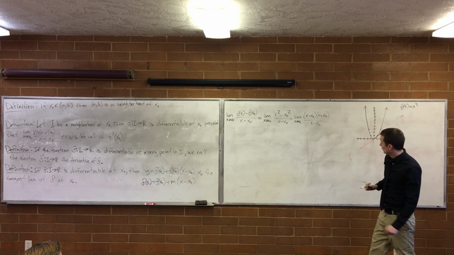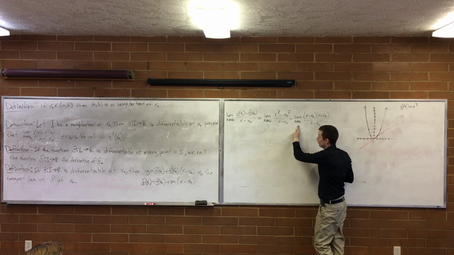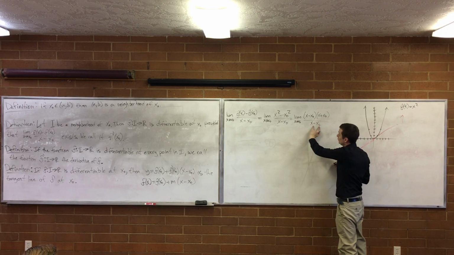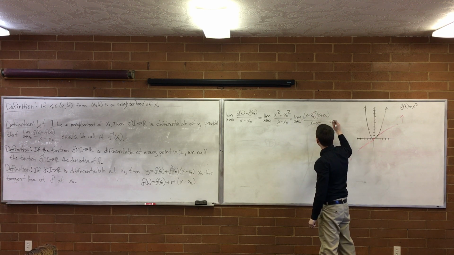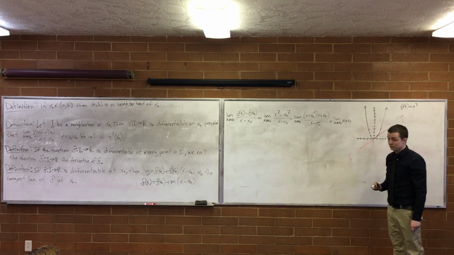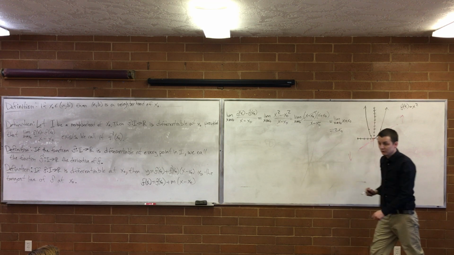Remember, when we're doing the limit as x goes to x naught, x is never actually equal to x naught. It just gets closer and closer. So this is never 0, so we're never dividing by 0. So we can cancel this out with this. So it's equal to the limit as x goes to x naught of x plus x naught, which is equal to 2x naught.